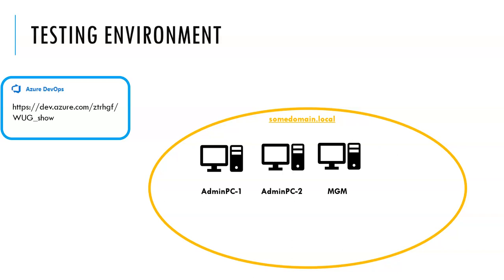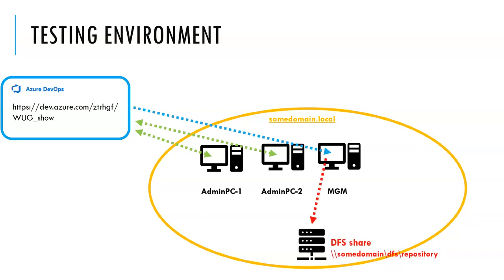I've created a Git repository in Azure DevOps on this URL. This repository is filled from admin PCs. Then the content is automatically downloaded to MGM server, which processes it and distributes it to DFS share, this path. And from there, the clients, so in this case, all computers in my domain, download the content to themselves.